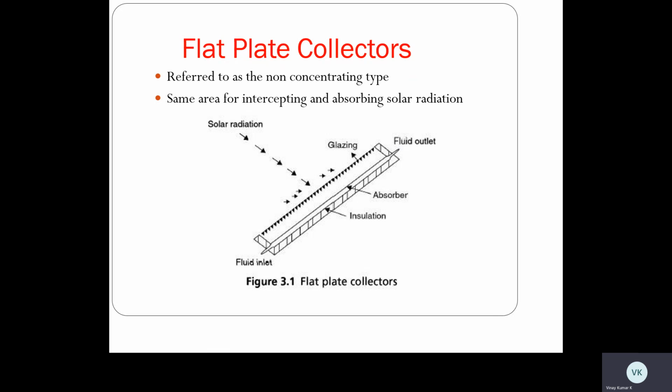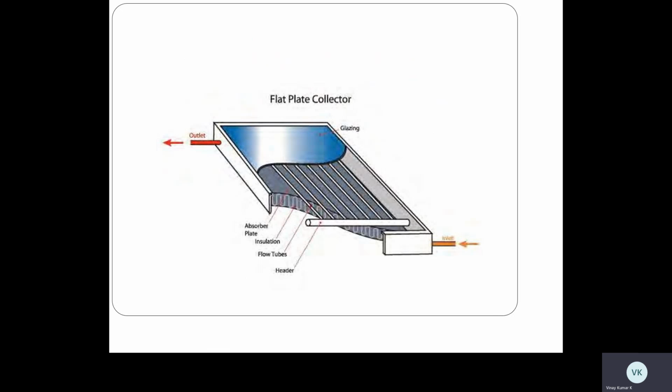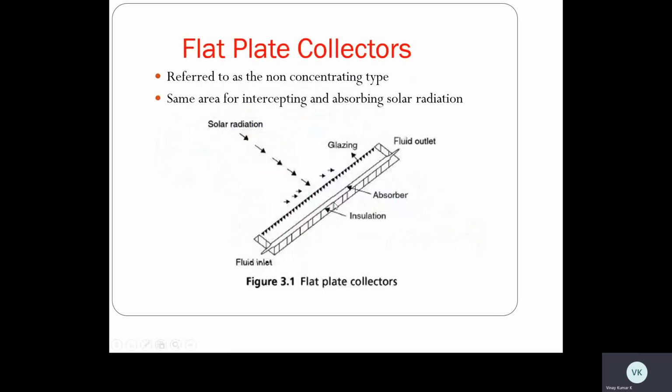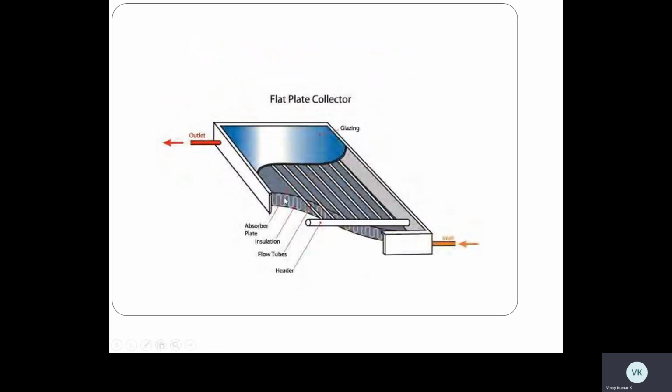See here, this representation is of some top view. These are angles. You can easily observe the absorber plates, how the absorber plate looks, then insulation, flow tubes, header, inlet, glazing, outlet. Here the fluid enters at the inlet, and the fluid which flows through these tubes will be passing through the outlet tubes.